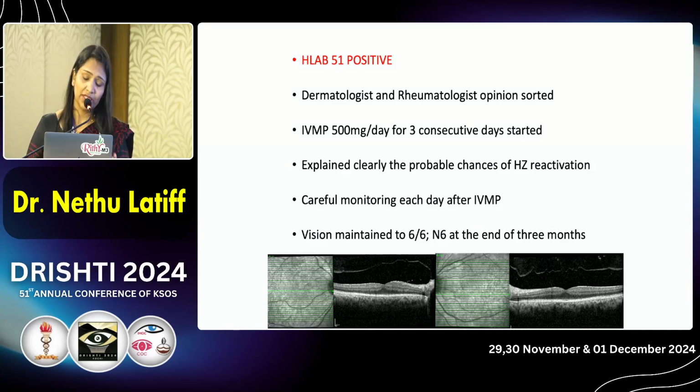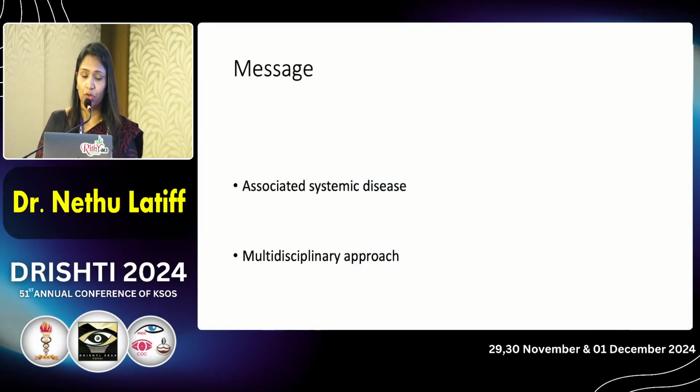Once he was systemically stable, we took the gastroenterologist's opinion and then restarted on a lower dose of steroid and immunosuppressive therapy. At the end of 3 months, his vision is maintained at 6/6, N6, and systemically also he's doing well. So the message here is, in any case of associated systemic disease, do go for a multidisciplinary approach rather than treating the patient on your own.